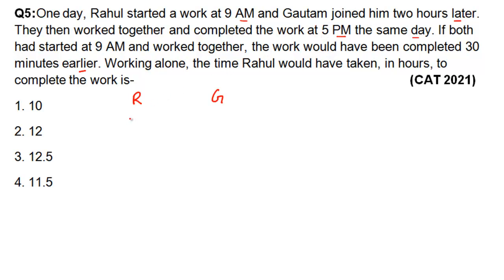So that means Rahul worked for 8 hours. I am writing here hours. Rahul worked for 8 hours and Gautam worked for only 6 hours, and they completed the work. Right, this is the first situation. And in the second situation, both started at 9 AM and completed the work 30 minutes earlier.